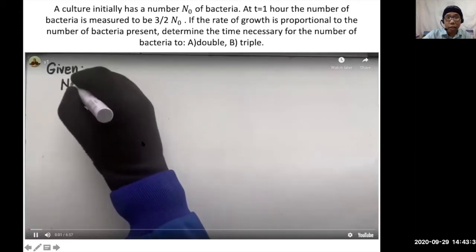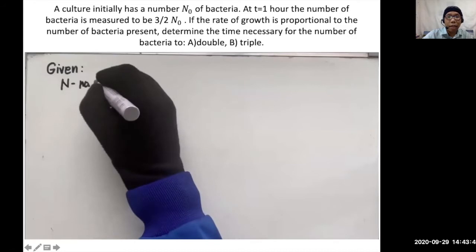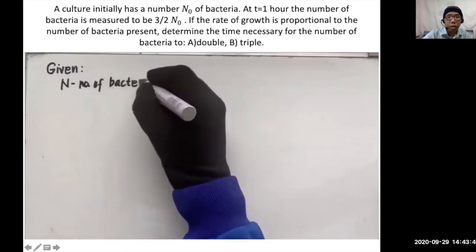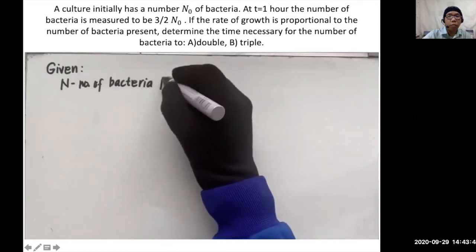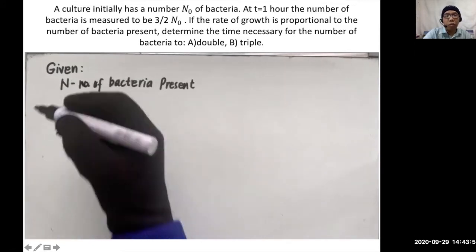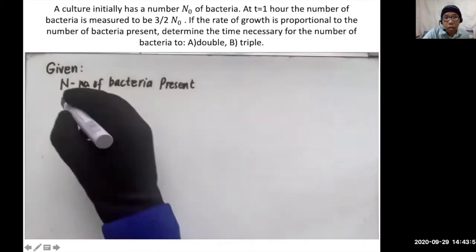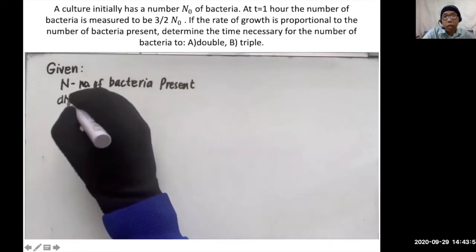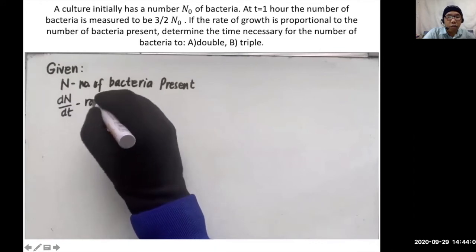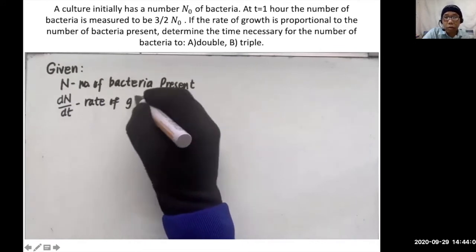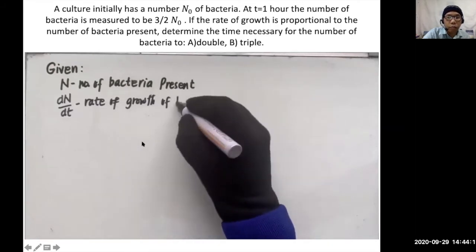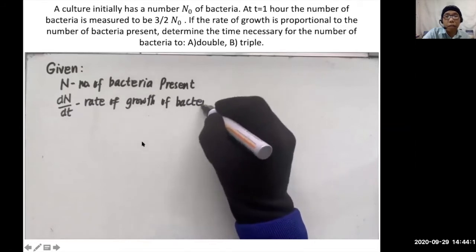First you write the given. Here we put N as the number of bacteria present. We also have the rate of increase or rate of growth, so it is dN over dt. This is the rate of growth of the number of bacteria.